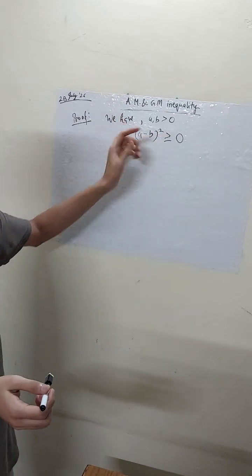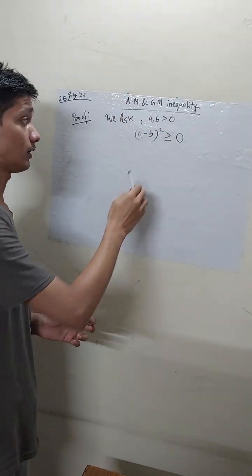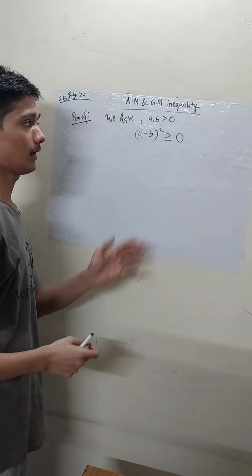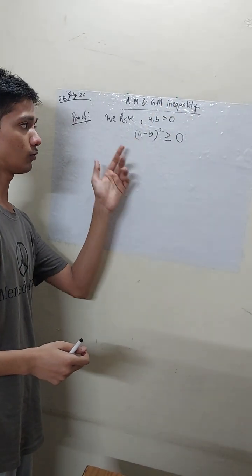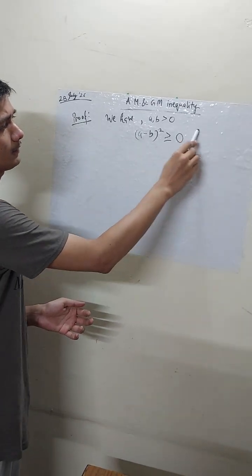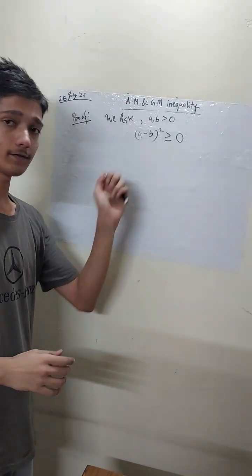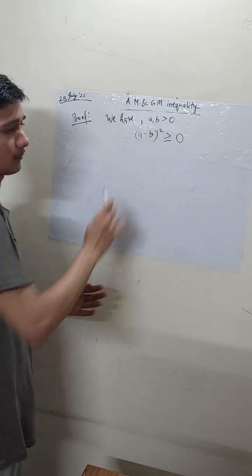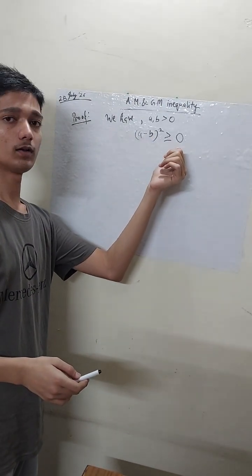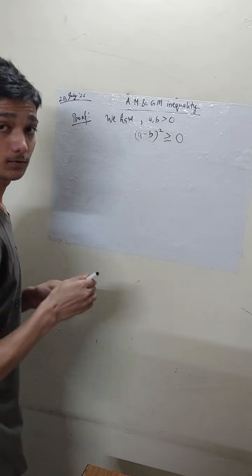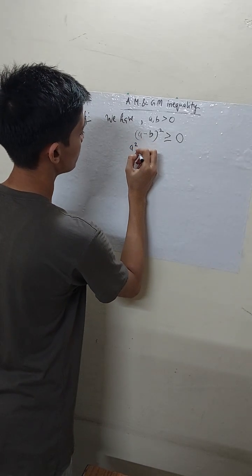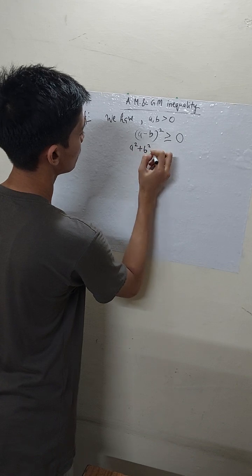We have two positive numbers, and if we take the difference of two positive numbers and make a square of it, then it must be positive or equal to 0, because A and B could be the same. That's why we noted 0 here. Okay, so (A minus B) square is A square plus B square minus 2AB.